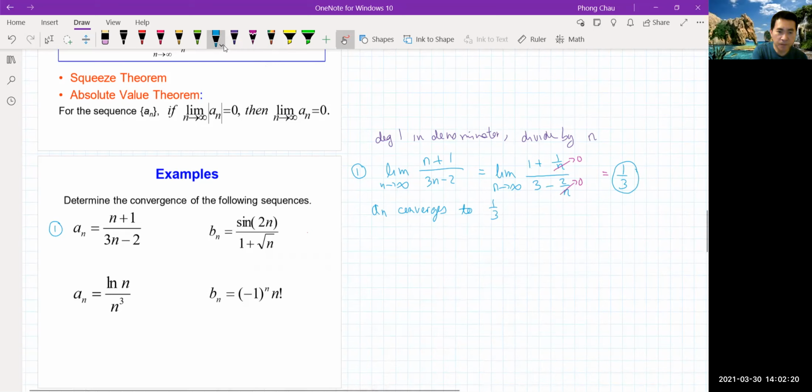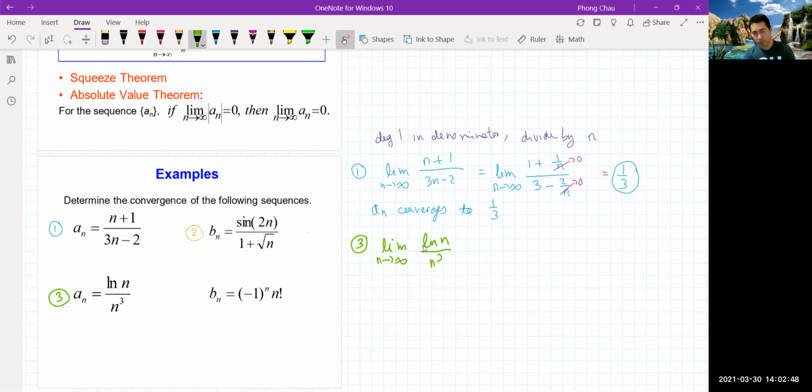Okay. Now, if you look at this is number 2, this is number 3. If you look at number 3 here, you take the limit of the natural log of n over n cubed as n approaches infinity. Now this time it is not a rational function, so I cannot determine the degrees and do the same.